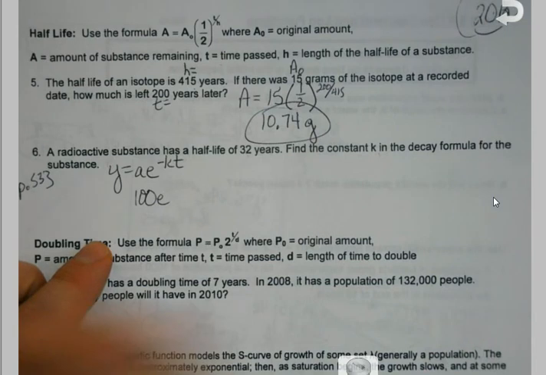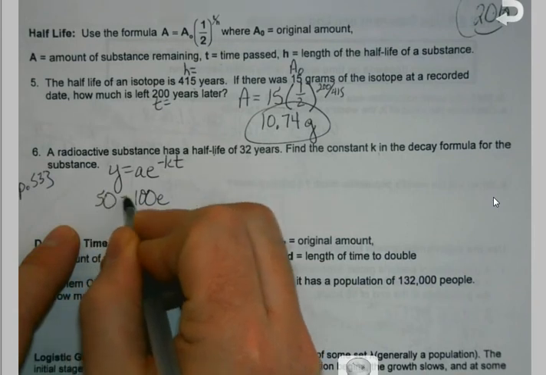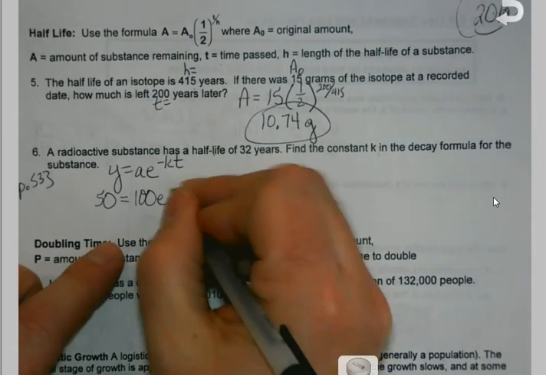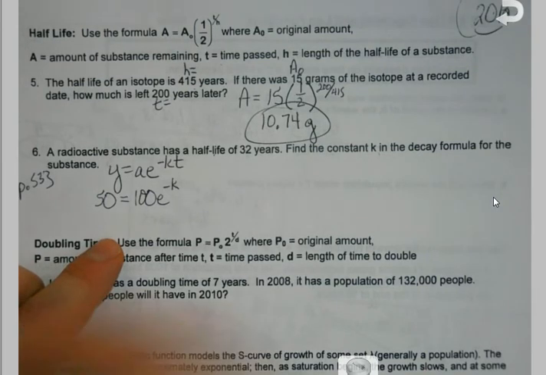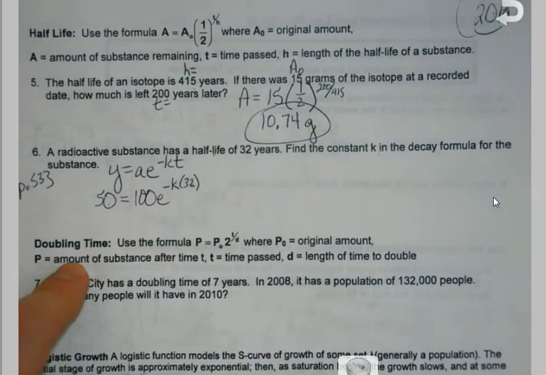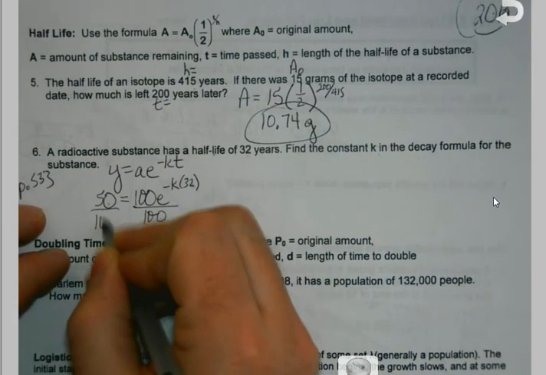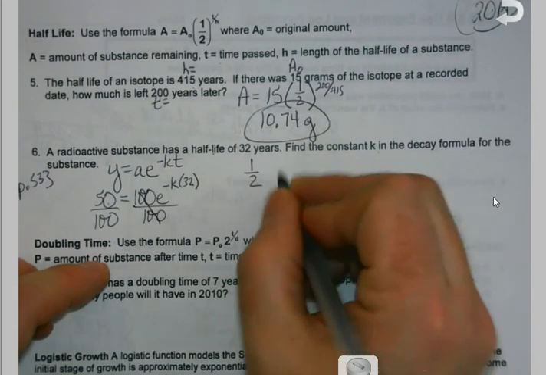what I'm trying to do is, its half-life would get me down to half of it, or 50. So I'm kind of having to read into this a little bit. I don't know what k is, but what value would I put in for t? 32. Because the time would have elapsed to 32 when it goes down to half. So I'm like, okay, divide by 100, so I'm at 1/2. You're like, oh, half life, I have half left, this makes sense.